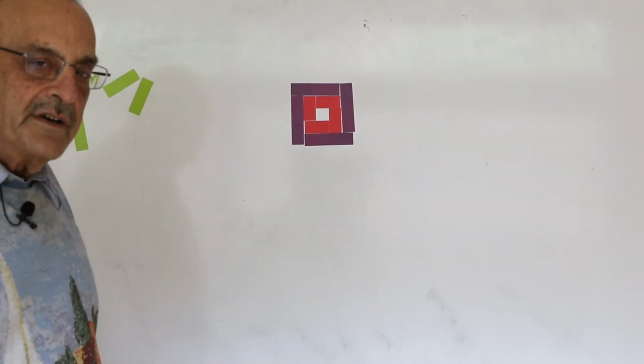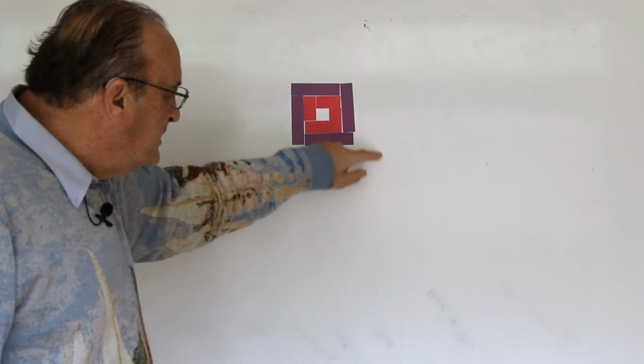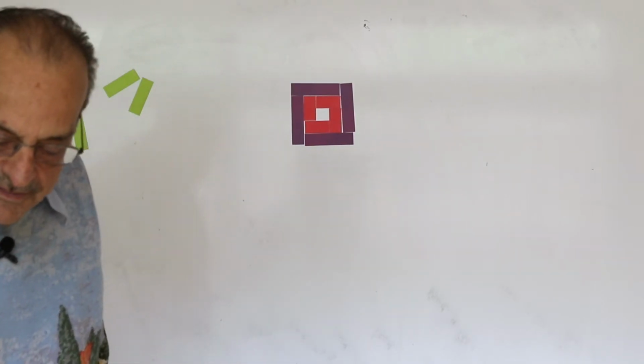And then I say, can you keep on going? Can you make another layer? Find 4 rods of one color to wrap tightly around this square to make a bigger square.